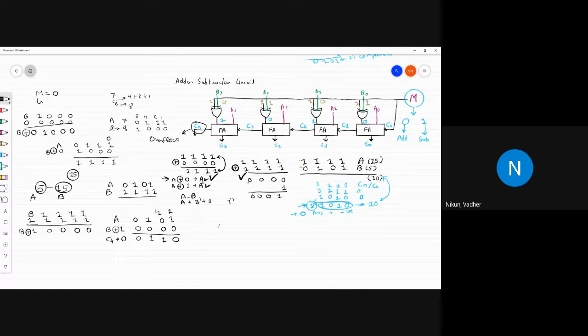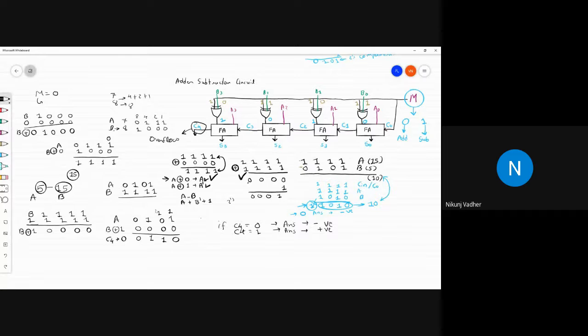Now here we will check. If C4 or output carry is 0, that means the answer is negative. If the answer is negative, that means we have to perform the 2's complement. If C4 output carry is 1, then the answer is positive. So here output carry is 0.